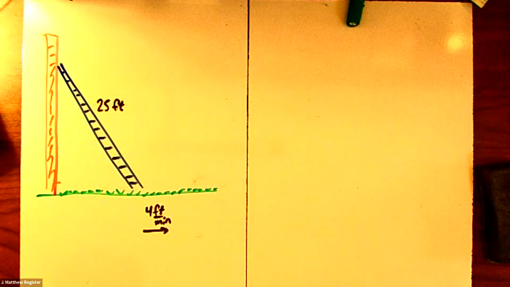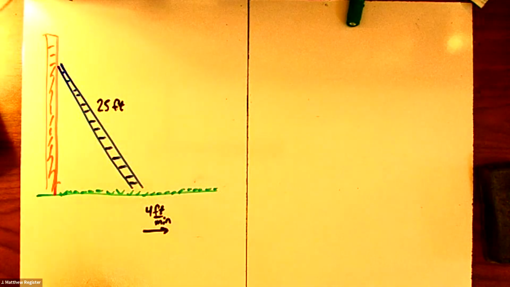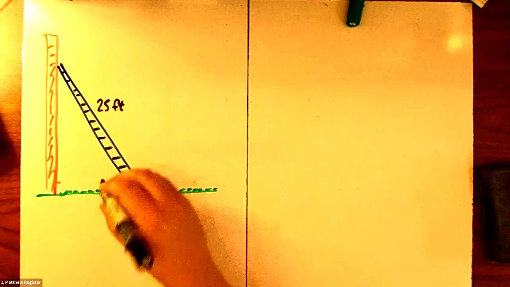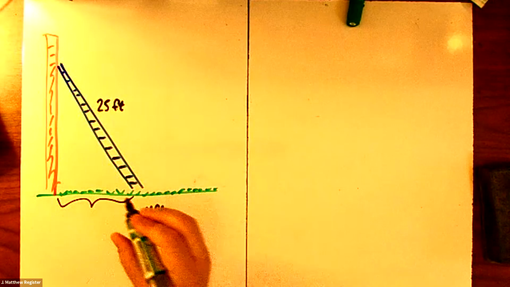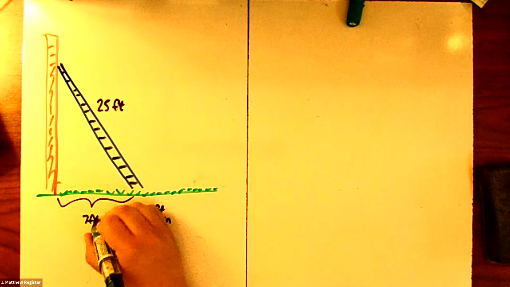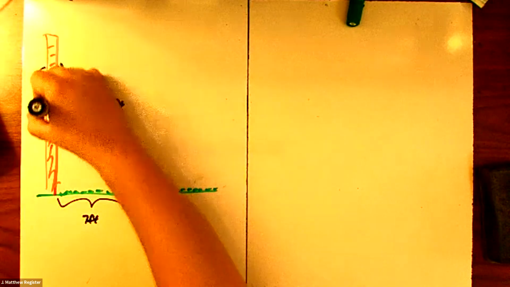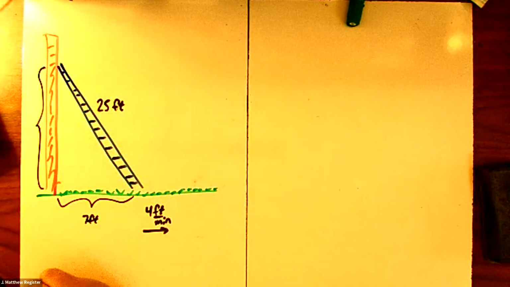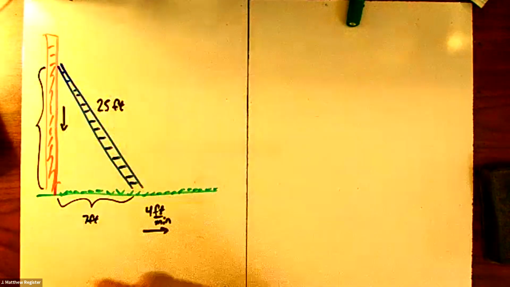And then we're asked to figure out what happens when this bottom is 7 feet away. And so this base right here is going to be 7 feet. We won't be told what this value is, and what we're interested in is figuring out how fast it is going down.